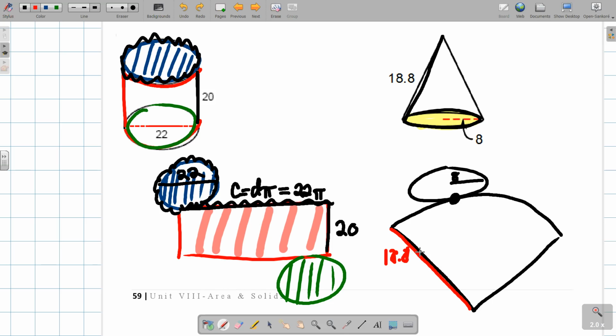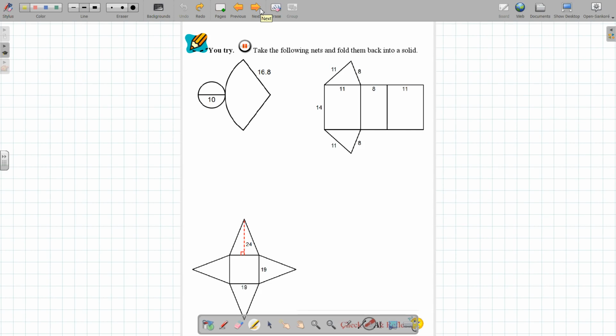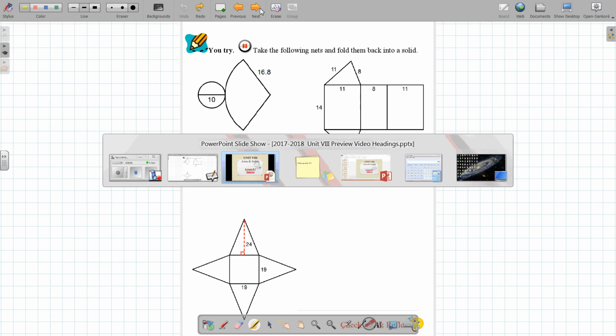So these are all called nets. And if I wanted to, I could find the area of any of these, and what we would be getting is the wrapping paper surface area. I'd like you to take these nets and fold them back into a solid. Do bring the numbers over. Fold these nets back into a solid. Pause the video.